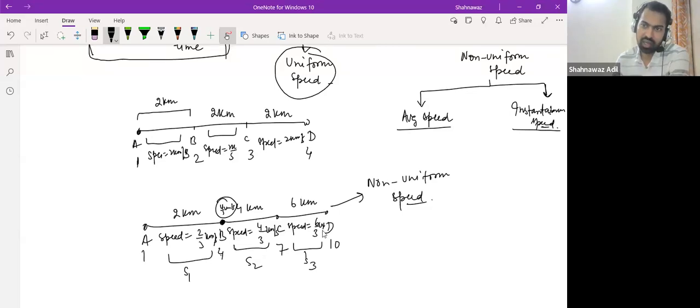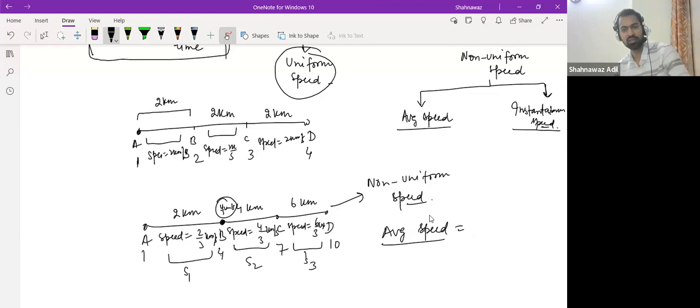Yes, sir. And then what is the average speed? Average speed is the speed throughout the journey. What is my speed throughout the journey? That is calculated by the total distance by total time taken.